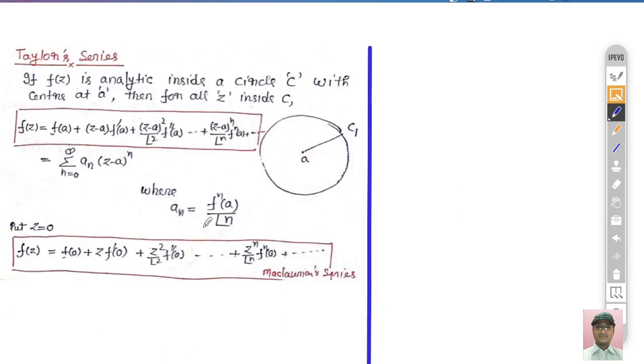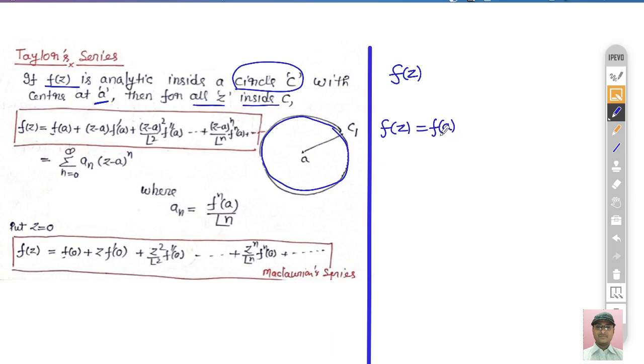So now you can see here, if f(z) is analytic inside this circle C, right. Suppose f(z) is a complex function which is analytic inside this circle C, or C1, whatever you suppose, with center at A, then for all z inside this C, we can expand this function f(z). Try to understand, we expand this power series about the point A, that is z is equal to A.